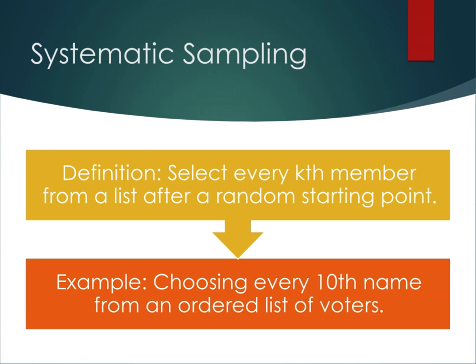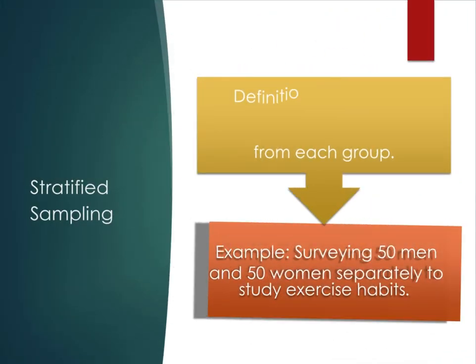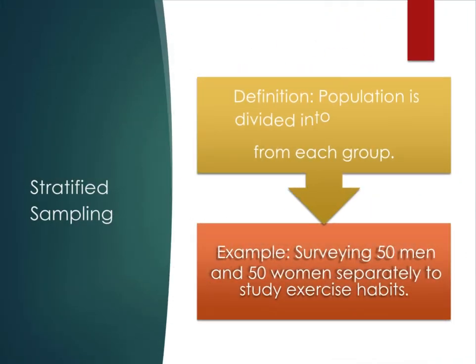Systematic sampling involves picking every kth individual from a list. For instance, selecting every 10th name from a voter list after a random start. Stratified sampling divides the population into strata, like gender or age groups, then samples randomly within each. It ensures all subgroups are represented.